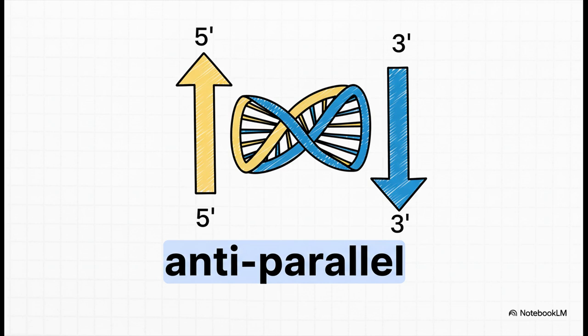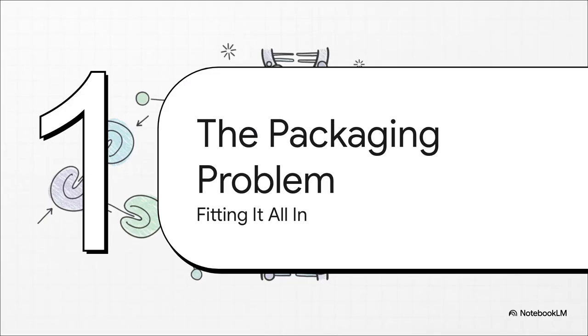Okay, now this is a concept that seems small, but trust me, it's huge. A DNA strand has a direction. It has a 5' end and a 3' end. But here's the kicker. The 2 strands of the double helix run in opposite directions. They're anti-parallel. This might sound like a tiny detail now, but it has massive, massive consequences when we get to our 3rd challenge, the copying problem. Just file that away.